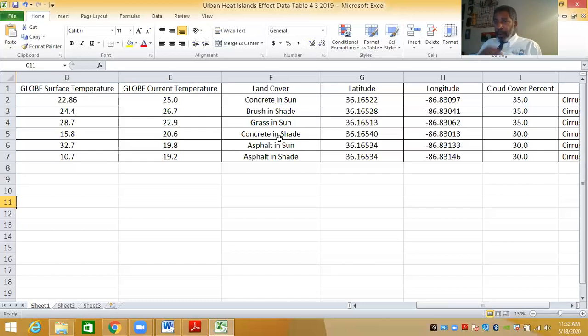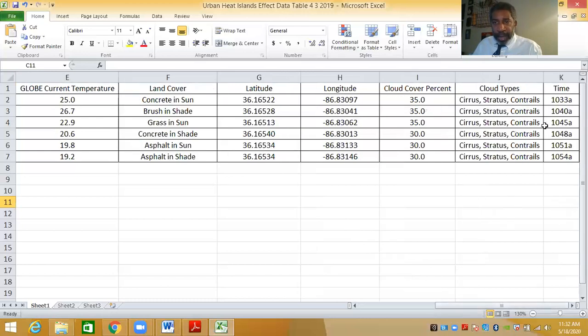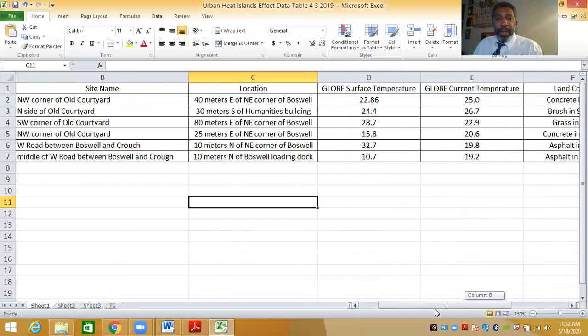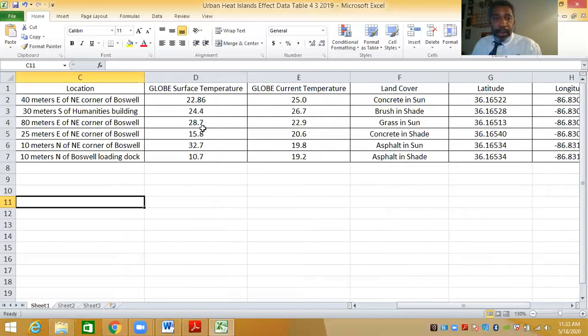And there will be. Now, one of the things that we have to pay attention to is, of course, the time of day. And that'll come into play when we look at our data here. So our first sample site was in the northwest corner of the old courtyard, about 40 meters east of the northeast corner of Boswell Hall. And the students last semester got a surface temperature of 22.86 degrees Celsius and a current temperature of 25 degrees Celsius for concrete in the sun.